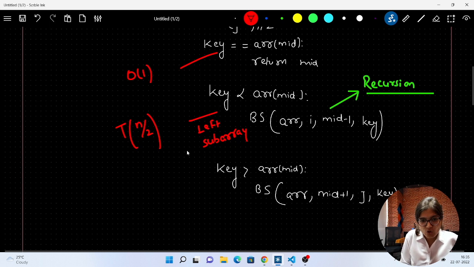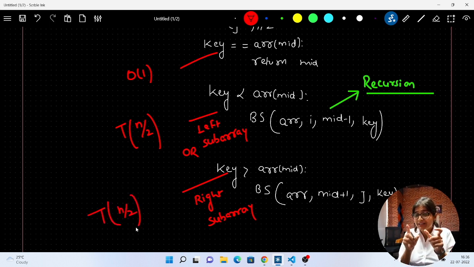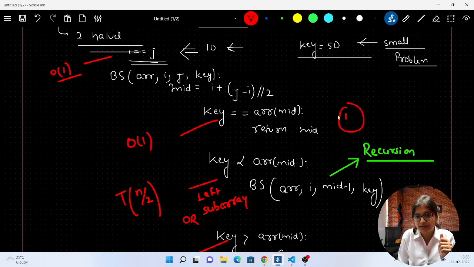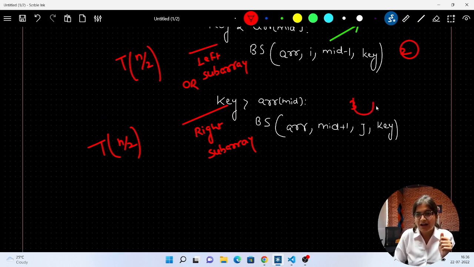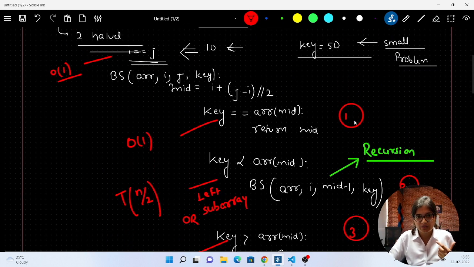So it is equals to T of n by 2. Similarly, either I will go for this or my code will go towards this, which is nothing but right subarray. So here, this is also T of n by 2. But the important point to note is that when we are talking about binary search, either the first condition will be satisfied, or the second condition will be satisfied, or the third condition will be satisfied. It's not like all these 3 conditions will be satisfied.